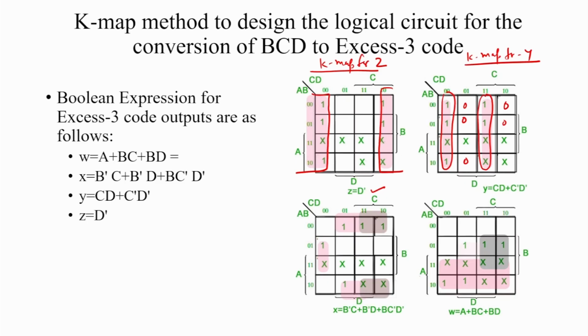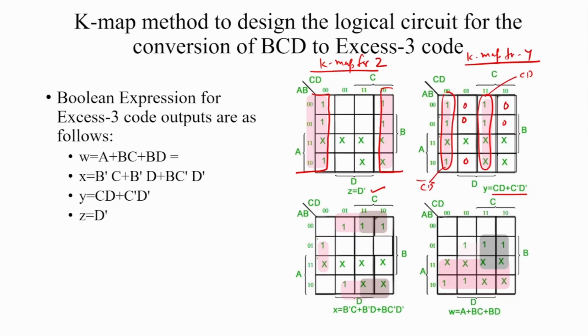Here this is one group and this one is another group. This group is represented by C complement D complement, and this group is represented by C into D. This means we can write the Boolean function for y in SOP form, that is CD plus C complement D complement.